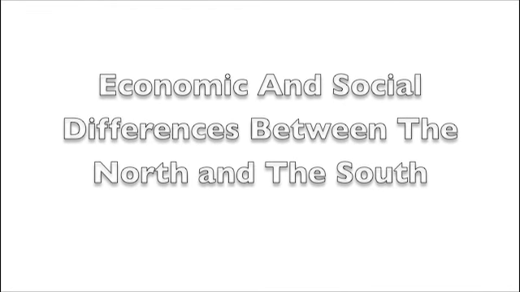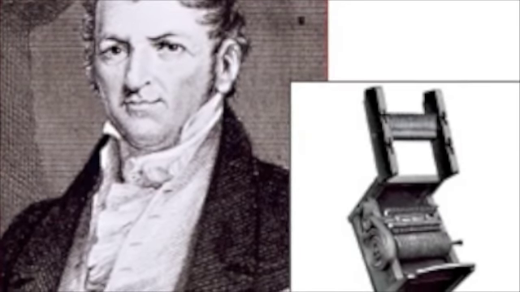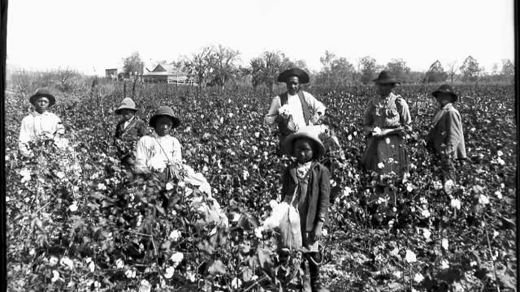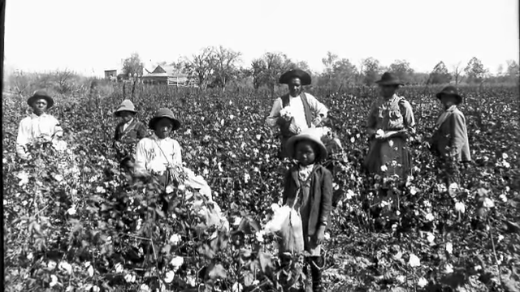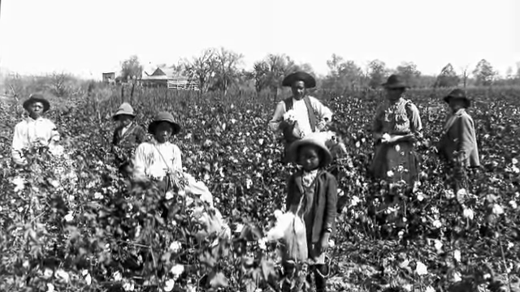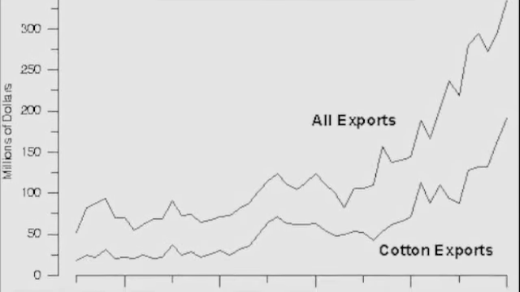Economic and social differences between the North and the South. Eli Whitney's cotton gin in 1793 made cotton very profitable. The increase in the number of plantations willing to move from other crops to cotton meant a need for cheap labor in the form of slaves. The Southern economy became a one-crop economy, depending on cotton and therefore on slaves.